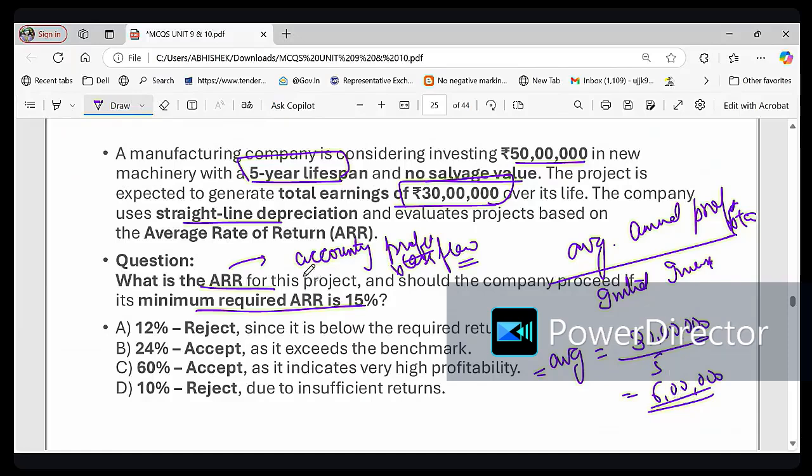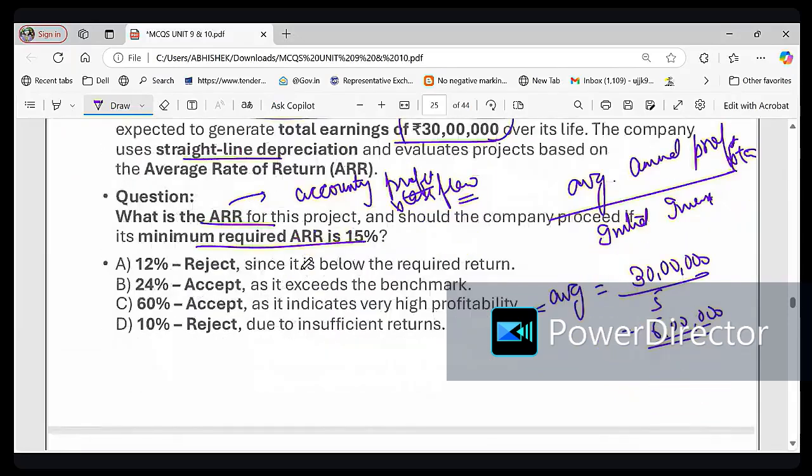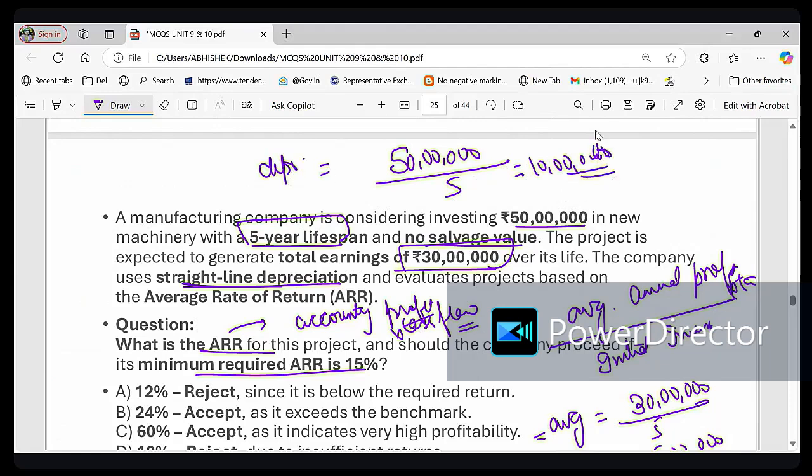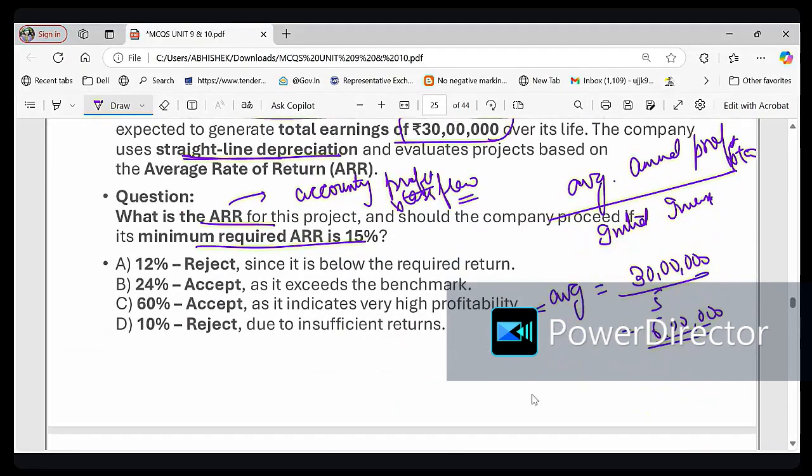But we have to take depreciation into account because it shows accounting profit. What is the depreciation per year? Because it is written straight line depreciation, depreciation will decrease uniformly over the years. So depreciation per year is 50 lakh, the initial amount, divided by 5, which is 10 lakh. We add back the depreciation because it is a non-cash expense. We have already discussed it: depreciation is just written on paper, it is not an actual decrease in cash. So we add it back.